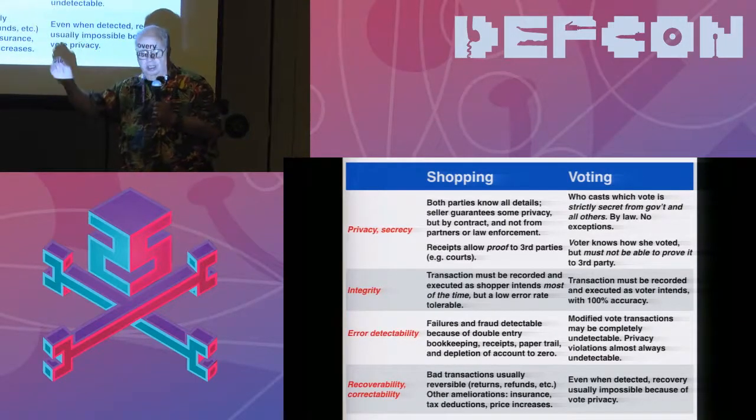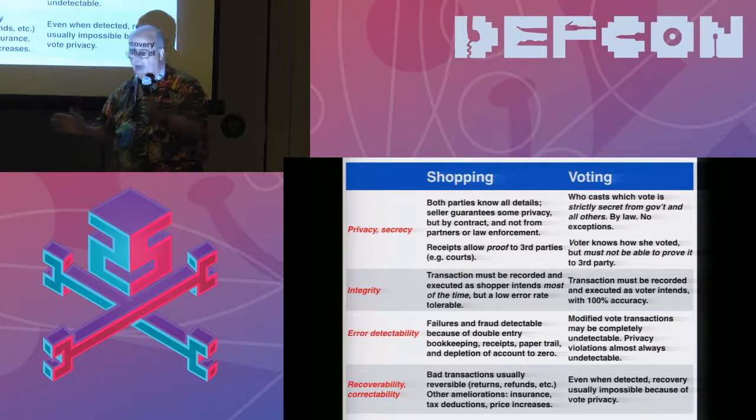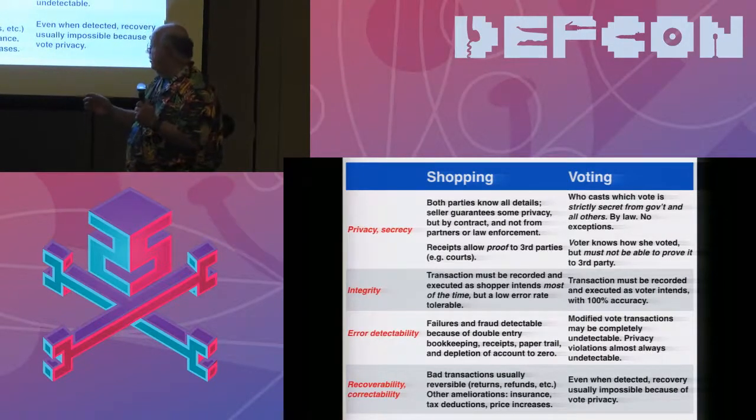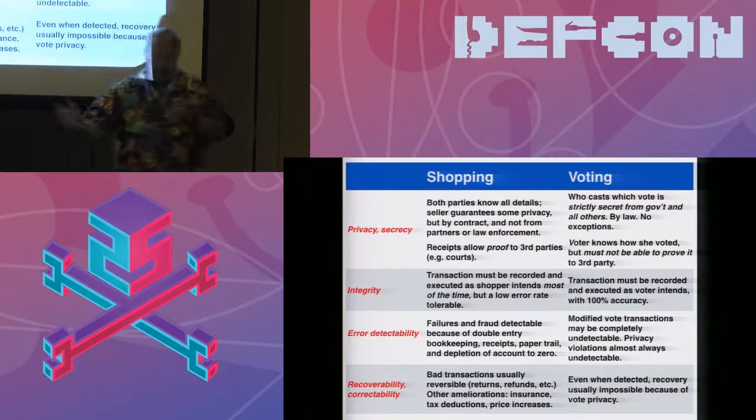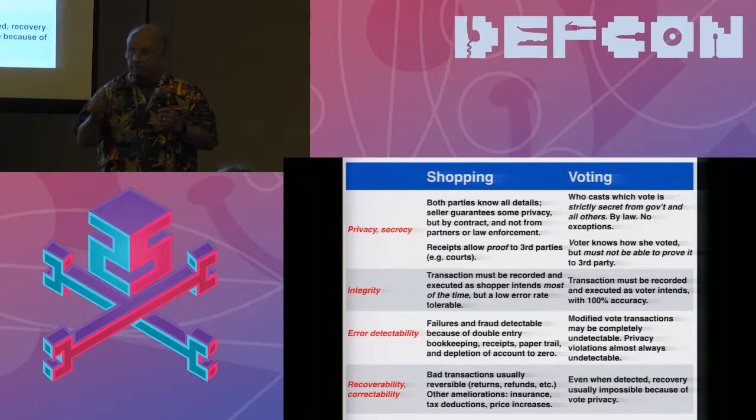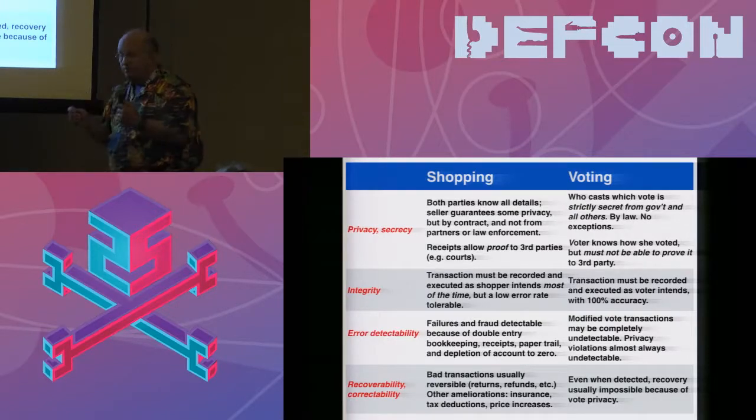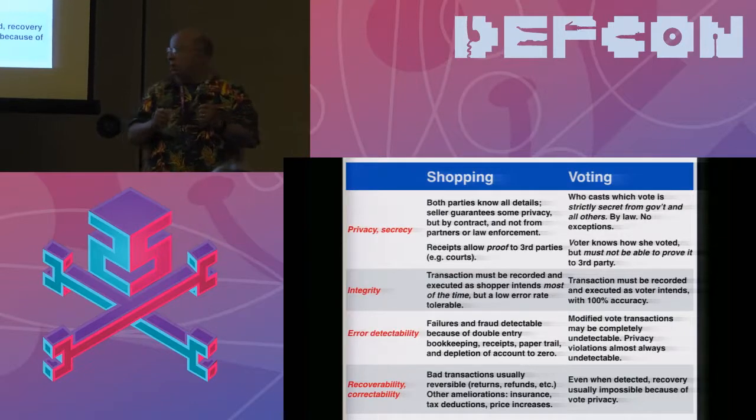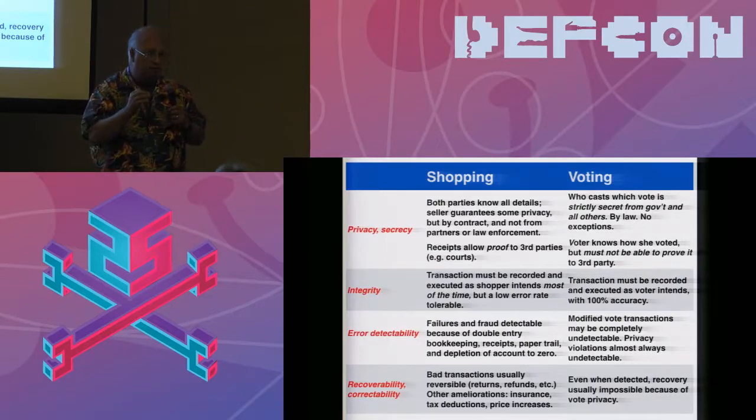Nonetheless, errors occur anyway. So let's talk about error detectability. In the commerce world, failures and frauds are going to be detectable eventually because of double entry bookkeeping and the presence of receipts in both directions and a paper trail. And if nothing else, some account is going to go to zero someday and you're going to detect it. But in the voting world, modified vote transactions may be completely undetectable. And privacy violations, the requirement that votes be private in the two ways that I described, are almost always undetectable.